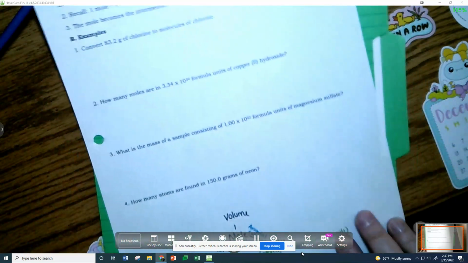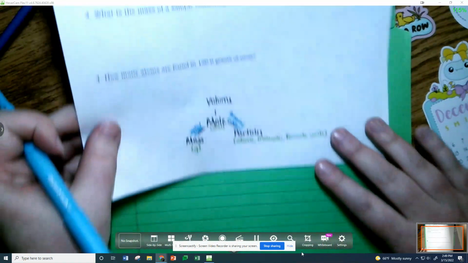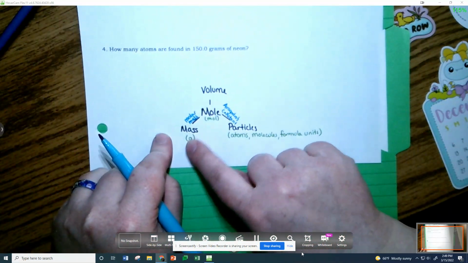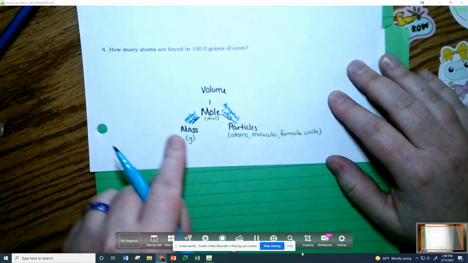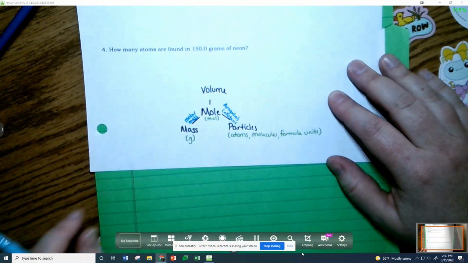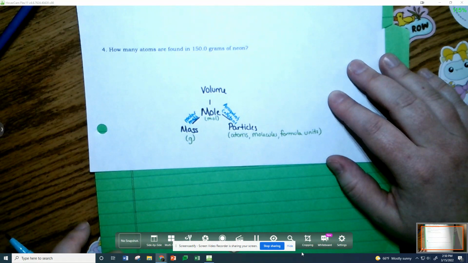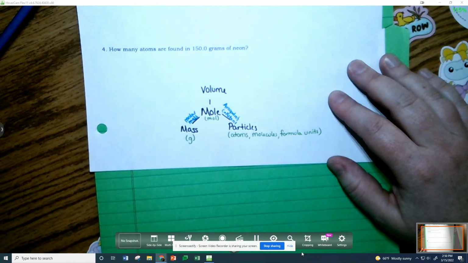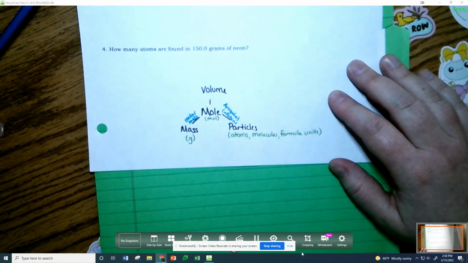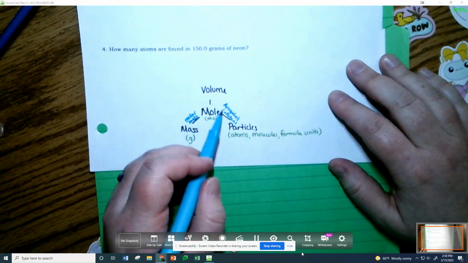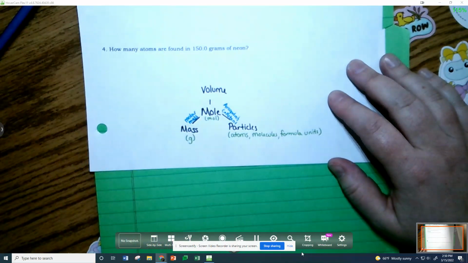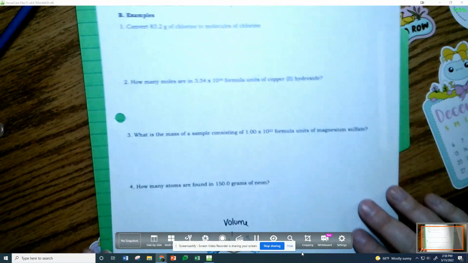Okay. So where we're at today is that we were able to complete this in one step and this in one step. What we're going to work on is connecting these two, but there is no direct conversion between mass to particles because different elements have different masses. So whether you're describing an element or a compound, they each have their own unique mass. So what we do is we have to connect the two through the mole. So this is why they're two-step problems.